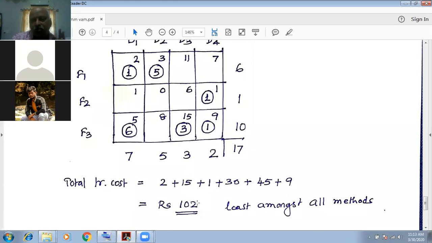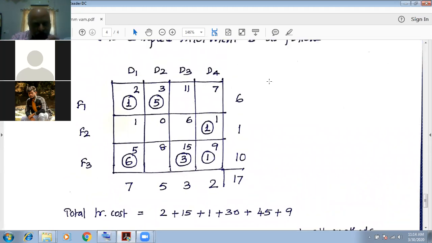The first 3-4 methods gave either 116,000 or 110,000, while 102,000 is the least cost. Therefore, Vogel approximation method has given you the least cost amongst all the methods. Now let us further check whether the solution is optimum or not, or whether further reduction is possible with different arrangements. Is it possible to reduce the transportation cost further? We'll see that.